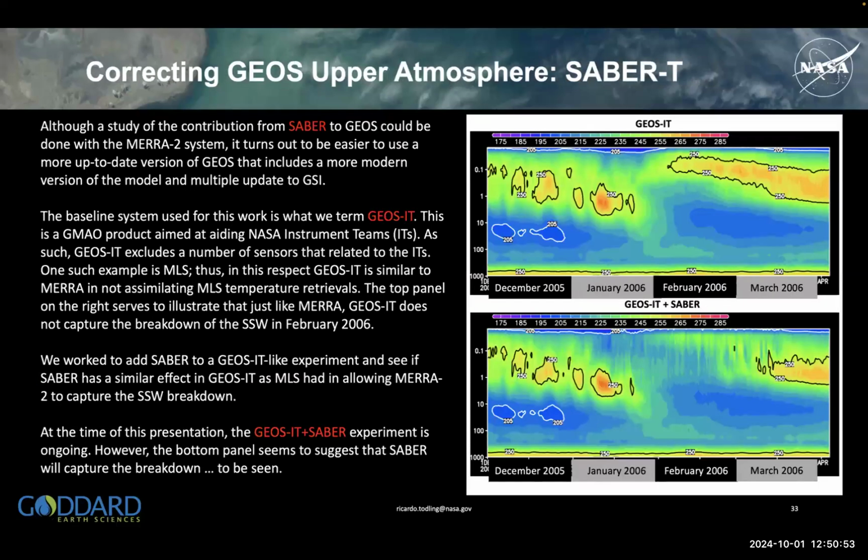So then what we did is we repeated the exercise of the MERRA versus MERRA-2 exercise. We presently have a run that's an official product from GMAO. It's called GEOS IT, where the IT stands for instrument team. So this is an experiment that we run, and the product of that data simulation experiment is aimed at the instrument team. The NASA instrument teams have particular preferences and wishes.